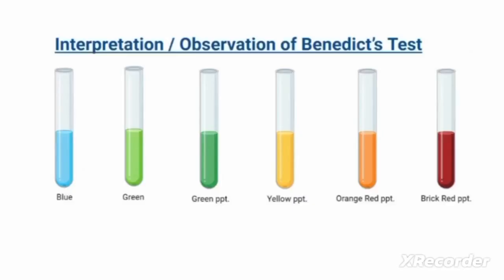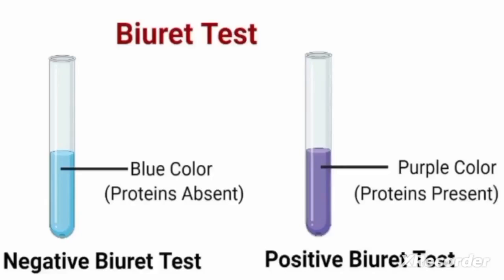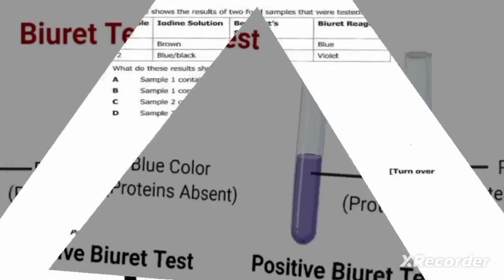We can even see the final color. We can see orange and brick red. Okay, so these are possible colors. Then iodine solution. When we are testing for starch, we use iodine solution, and the color that will show the positive test is blue black. So blue black will show the presence of starch. We also have the Biuret test, the test for proteins. So purple color or violet color will show the presence of proteins.